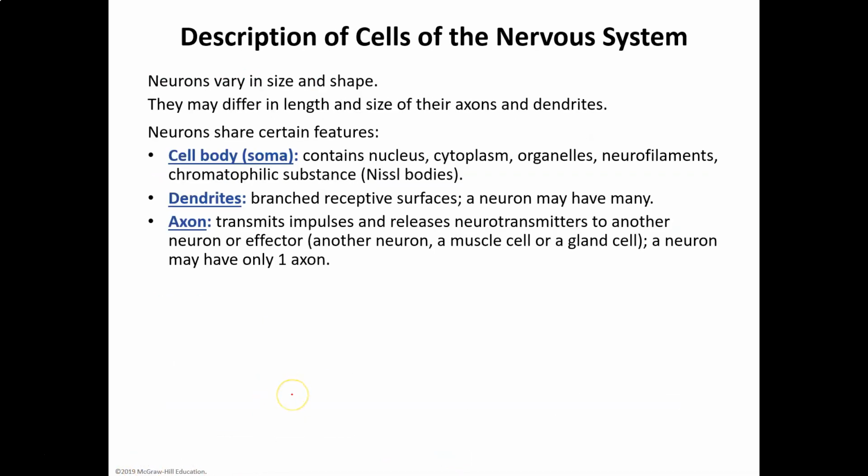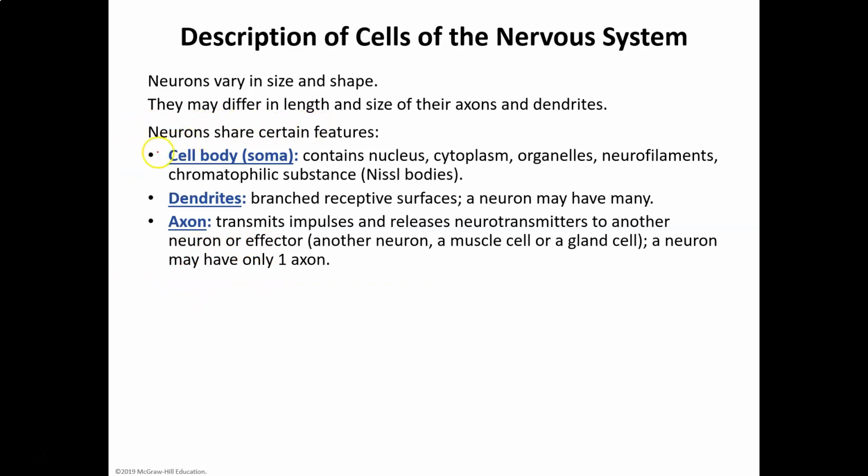Alright, now we've got to talk about nerve cells. So now we're talking about neurons. We're not talking about neuroglia here. That's the other kind of cell. Neurons. These are the cells that you have heard about and understand, and they send electrical impulses through the cell itself. So neurons can come in various shapes and sizes. They may differ in length and size in their axons and dendrites.